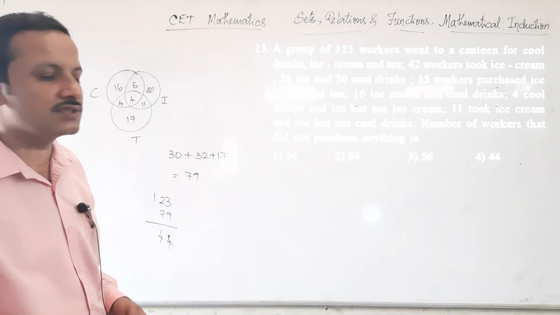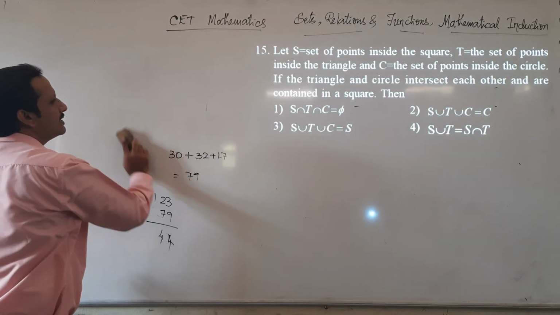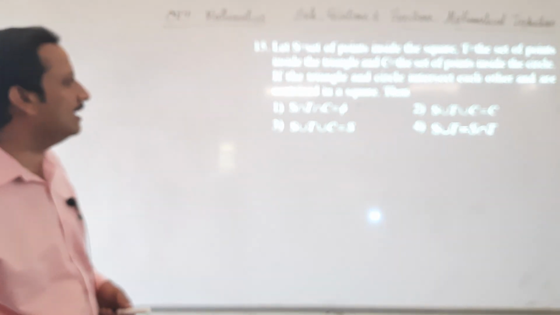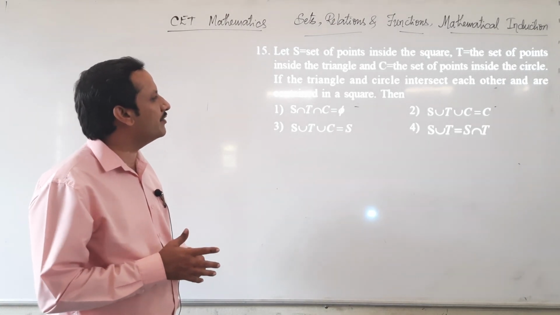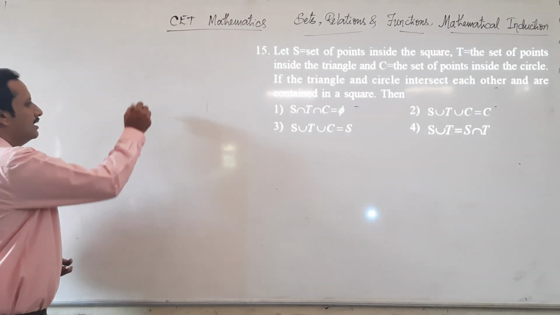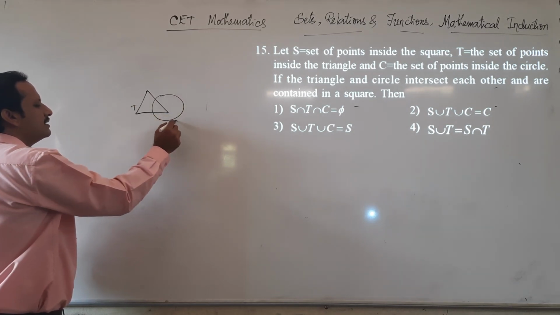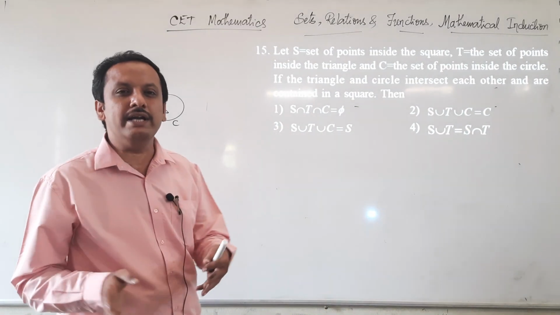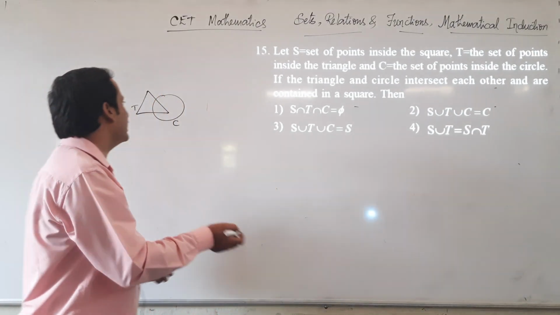Okay. Let's go to the next question now. Let S be the set of points inside the square, T the set of points inside the triangle, and C the set of points inside the circle. S for square, T for triangle, C for circle. If the triangle and circle intersect each other, this is T, this is C, and are contained in a square, that means these two, the triangle and the circle, lie inside another square.